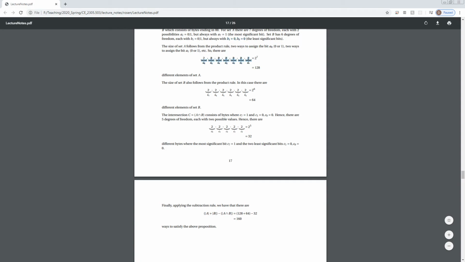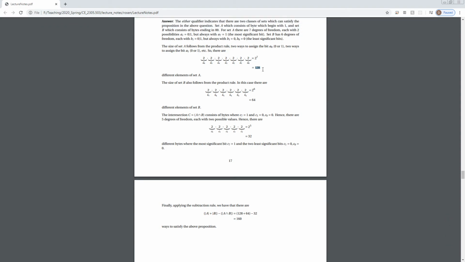With 7 degrees of freedom, there's 128 bytes in which the most significant bit is set to 1. And then there are 64 bytes in which the two least significant bits are assigned the value of 0.